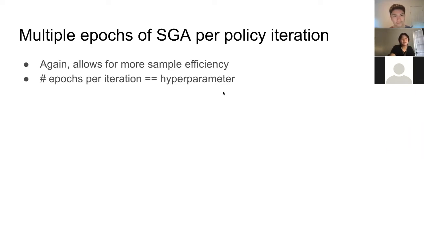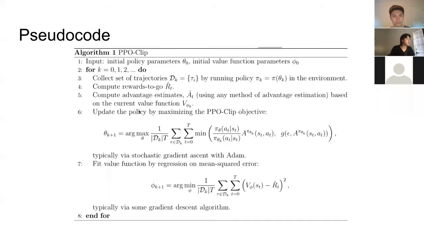I think typically the default is like 80, though I don't know if that's a great idea in a lot of cases. Again, it's just a hyperparameter, so you can set it to really whatever you want. Now you can see how they use that in the pseudocode.